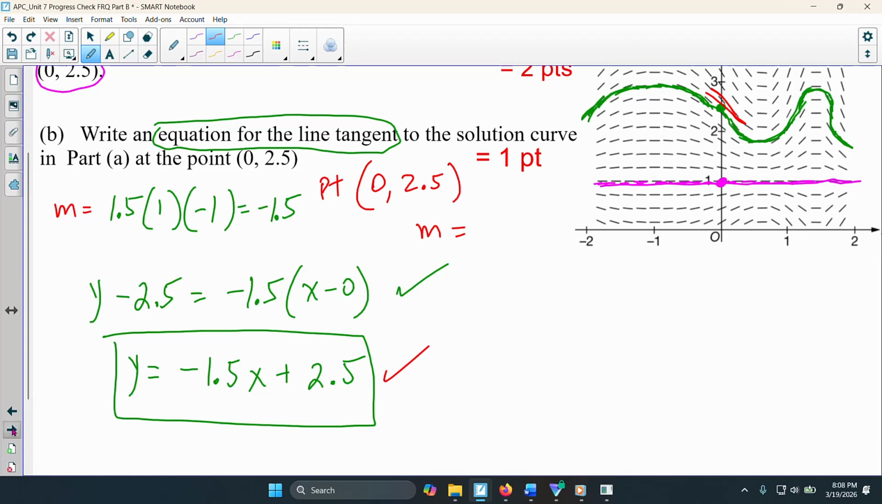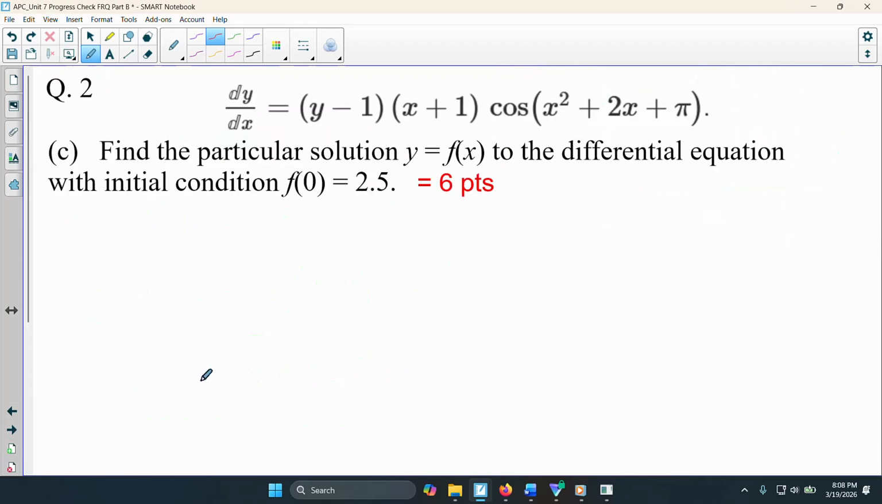All right, next, part C. Ooh, 6 points. Lots and lots of steps. Find a particular solution going through this point. So again, this is the point (0, 2.5). We'll do this one kind of on the side. Find a particular solution. In other words, this is clearly, well, I should say clearly, separation of variables, right? That's the only technique that we're familiar with. So I'm going to separate right away.